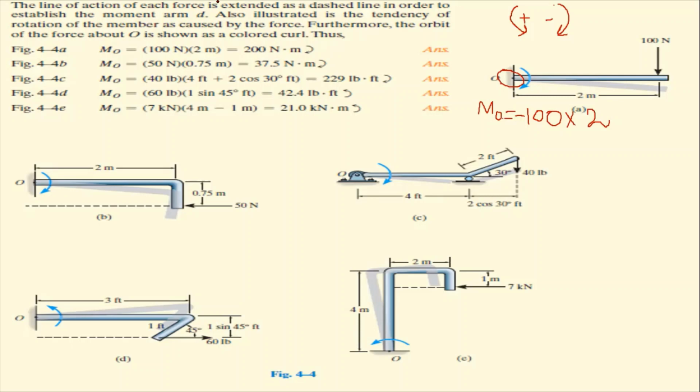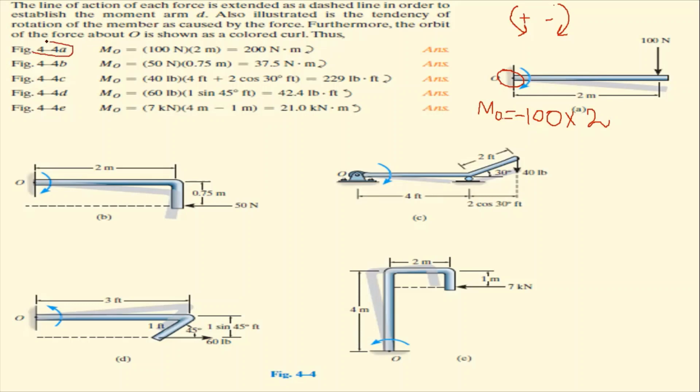Here, in the book, they are not taking it as positive or negative; they are just showing the direction. So it is telling you the rotation. Is it clockwise or anti-clockwise? It's a clockwise direction, so it should be negative if you are dealing with the summation of moments. In the previous videos, I already told you we take the anti-clockwise direction as positive and the clockwise direction as negative. So it should be minus 200 Newton meter. You can write minus 100 into 2. This is for case A.